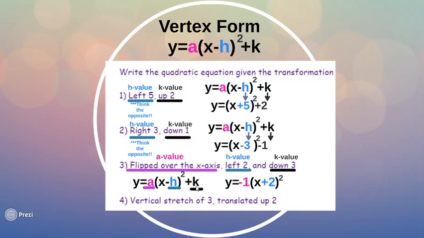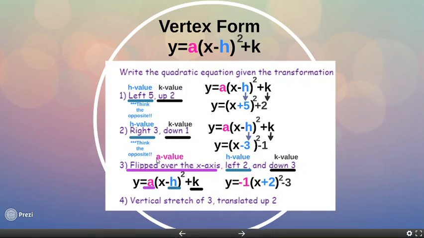Yes, that is correct, you guys. You would subtract 3. You guys are on a roll. So the equation that will flip your graph over the x-axis, make your graph go left 2 and down 3, would be the equation y equals -1 or just negative, (x + 2) squared minus 3.